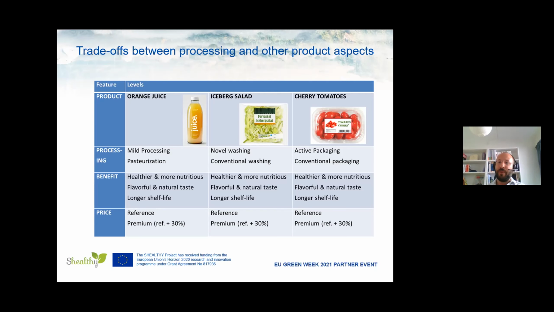And then what we varied in the product, we gave them different descriptions, and they varied in terms of benefits. So we had one related to the product being healthier and more nutritious, one related to the product being flavorful and natural and having a more natural taste, and one about having a longer shelf life. And finally, we varied this product in terms of price. So we had a reference price that was different between different countries, based on actual market prices. And then we added and subtracted 30% to have a low and high price range.